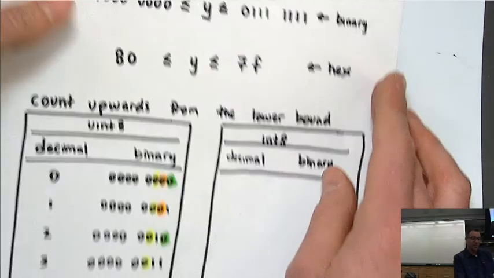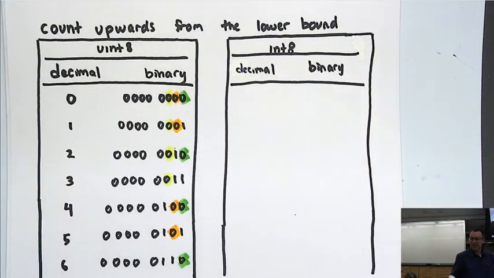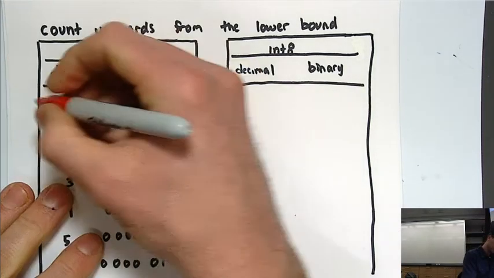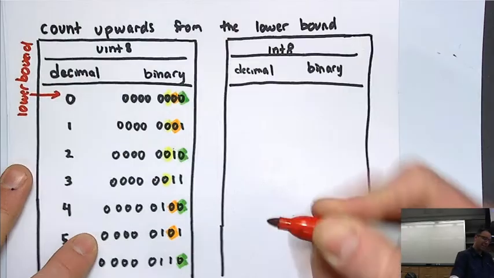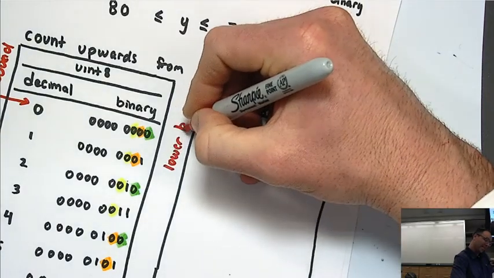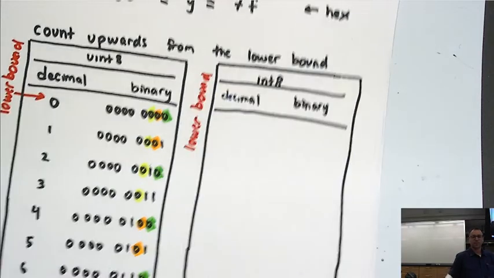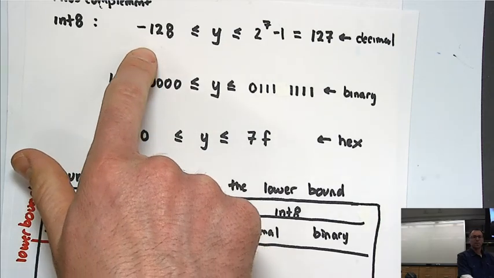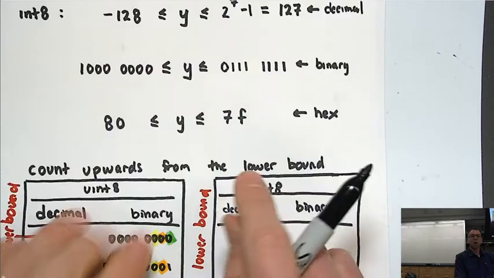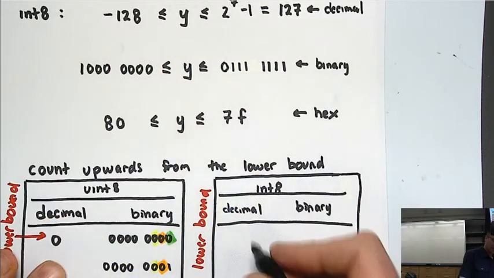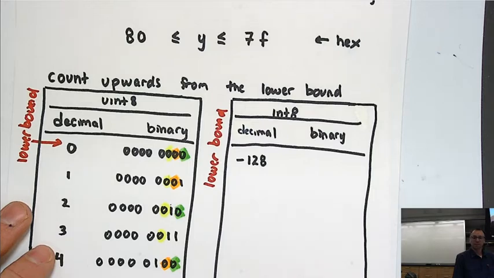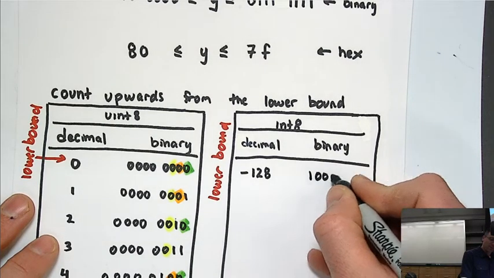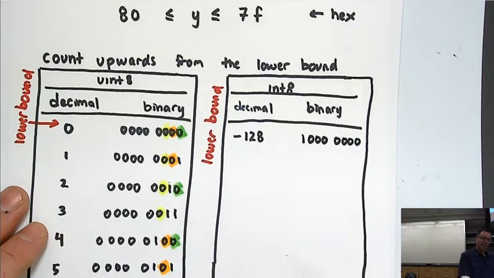Okay, so let's think about this now. Let's do the same thing in signed. What is the lower bound of the entire data class for int8? Well, what did we say it was? What's the smallest number that I can encode? Negative 128. What's the corresponding binary representation of that thing? 1, 0, 0, 0, 0, 0, 0, 0, and then count upwards.